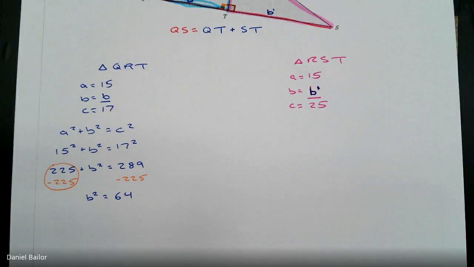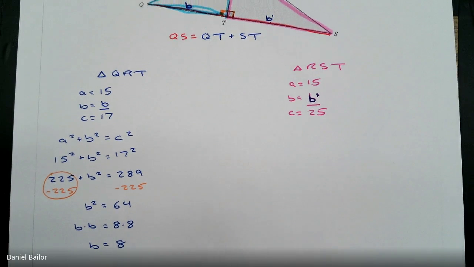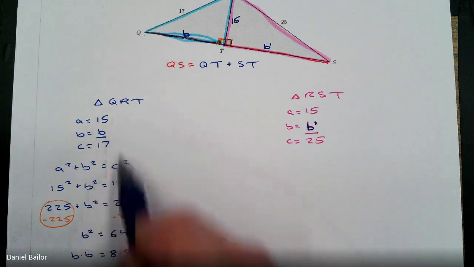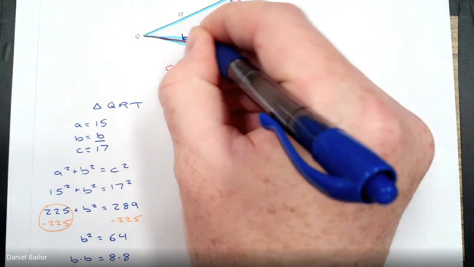Now, this is where knowing your math facts is super helpful, because you should know 64 is 8 times 8. So we get B times B equals 8 times 8. So B equals 8. So I'm going to add this to my diagram up top. In the blue triangle, B equaled 8.